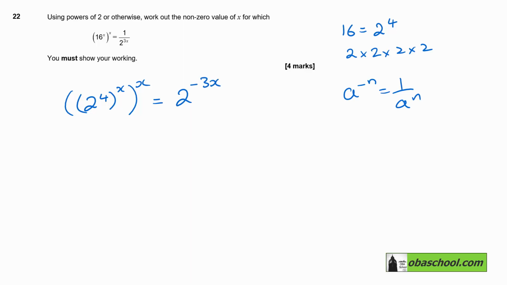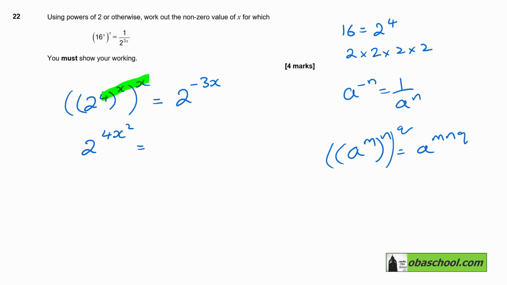Now here we would multiply these. So that gives us 2 to the 4x squared. We're using a to the m to the n is a to the m times n. We've just got an extra thing outside here, like so. And that's 2 to the negative 3x.